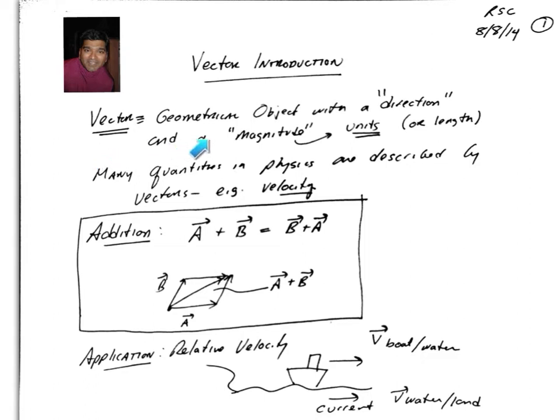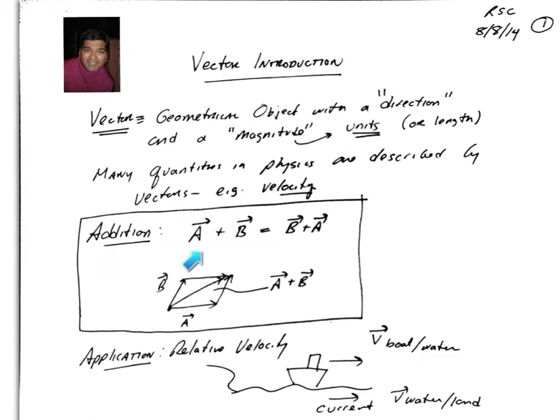So a vector is a geometrical object that has both a direction and a magnitude, or a length. And the magnitude in particular, or the length, must have units for anything that we're dealing with that are physical quantities. And there are many quantities in physics that are described by vectors, such as velocity. There are two basic operations for vectors that are crucial. One is addition and the other is scalar multiplication, and we'll go through these individually.